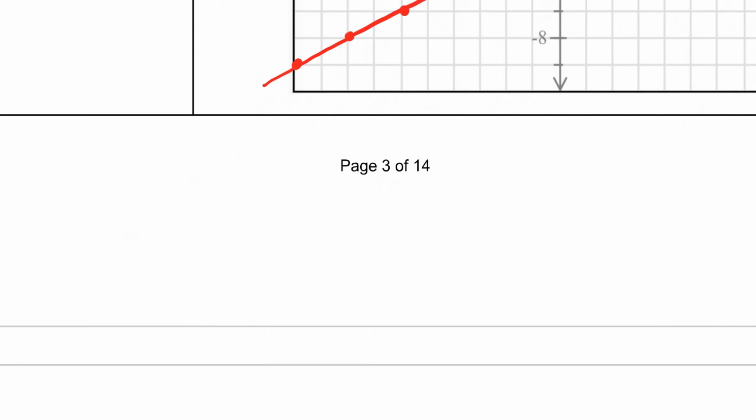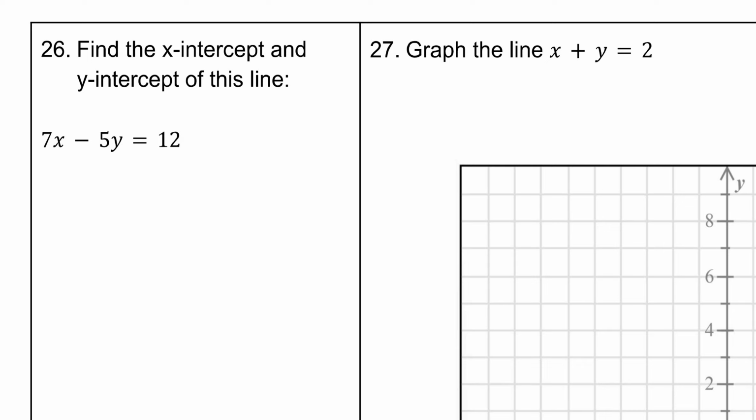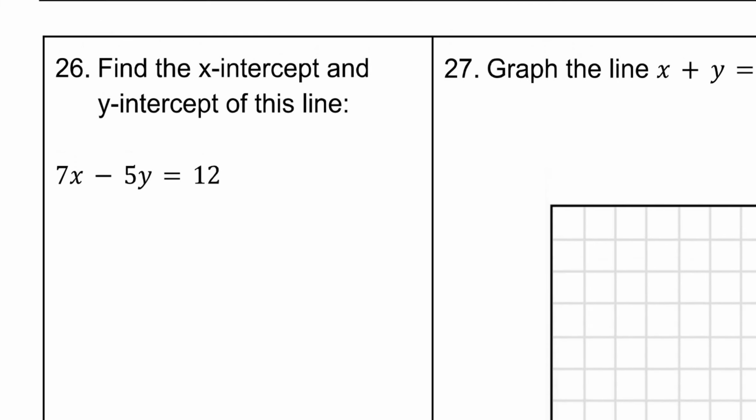Okay, let's move on. Question number 26, I believe. So we have to find the x-intercept and y-intercept of the line. We've done some of these questions already. When we have an x-intercept, this means y goes to 0, right? So if we're looking for the x-intercept, we know that y goes to 0. So you can just erase that right away. And then you're left with 7x equals 12.